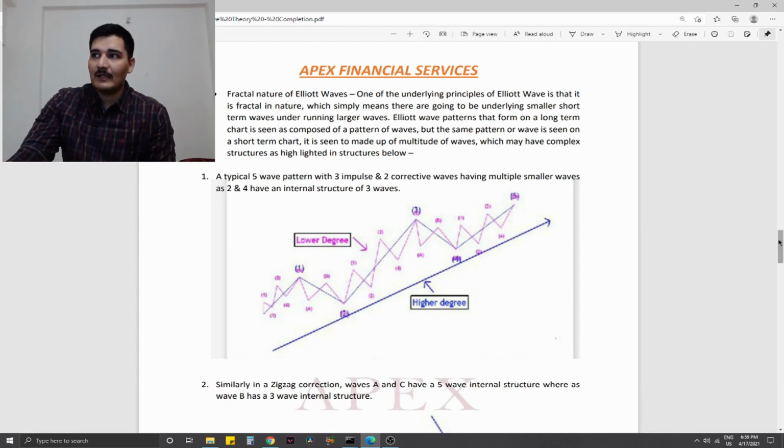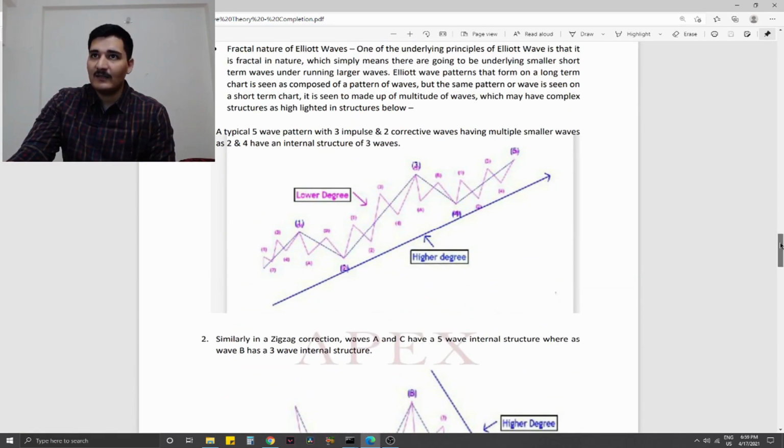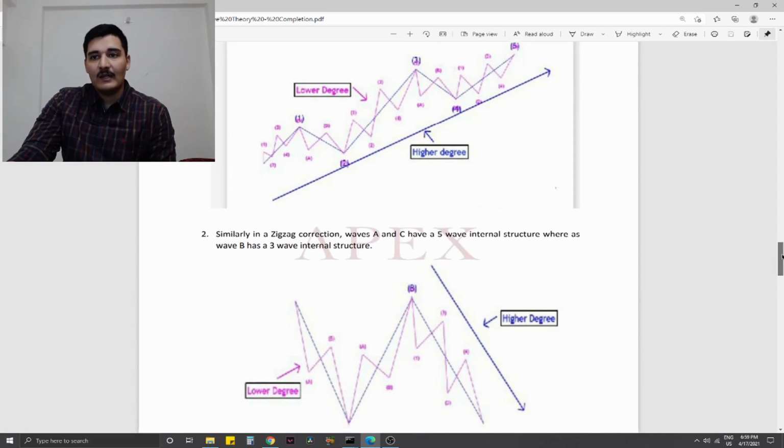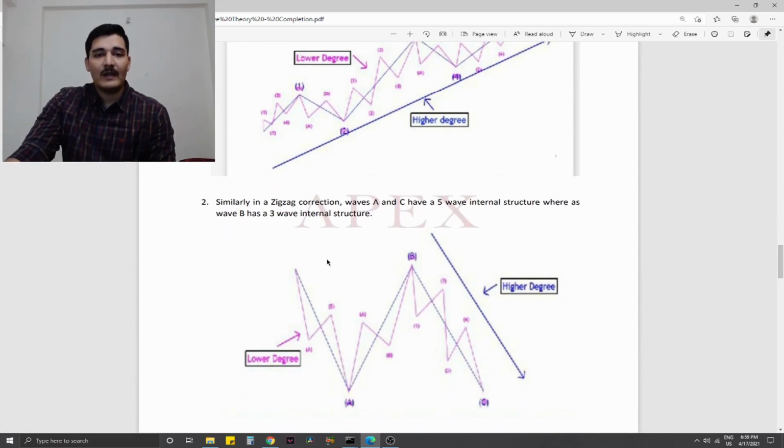Now, this happens in many directions. It's not necessarily strongly directional. It can also be the case in a flat Elliott wave or a triangular wave pattern. Similarly, in a zigzag correction, waves A and C have a 5 wave internal structure, where B has a 3 wave internal structure. Now that was an impulse example.